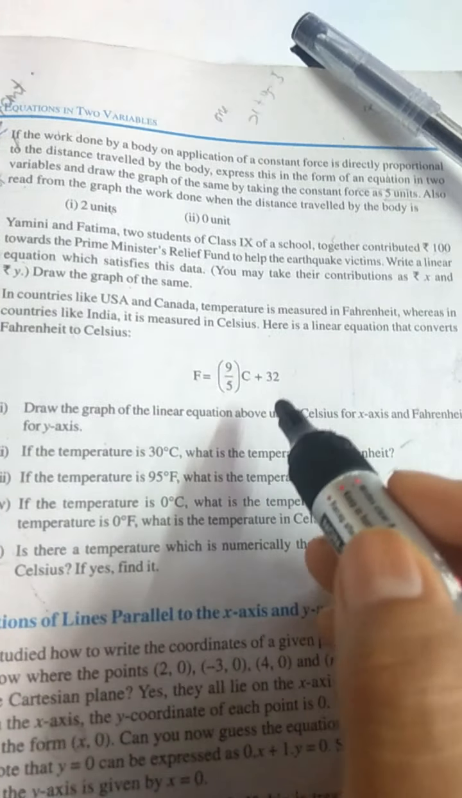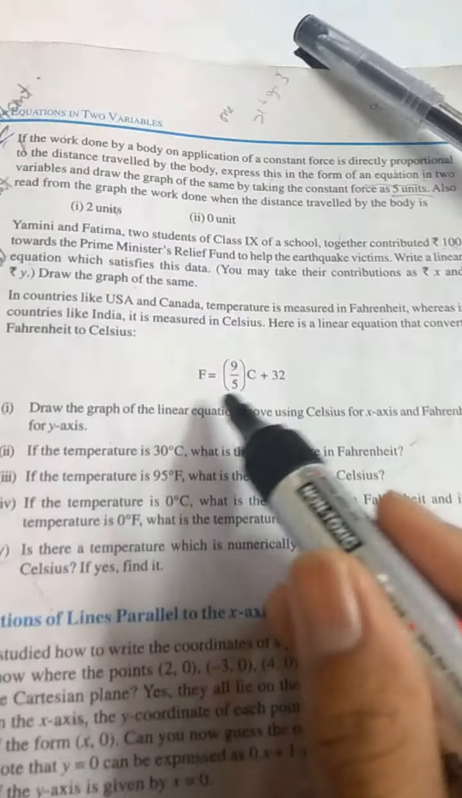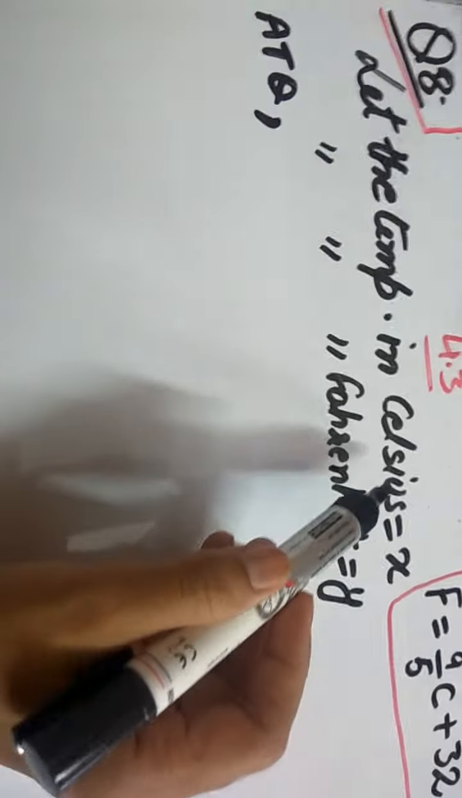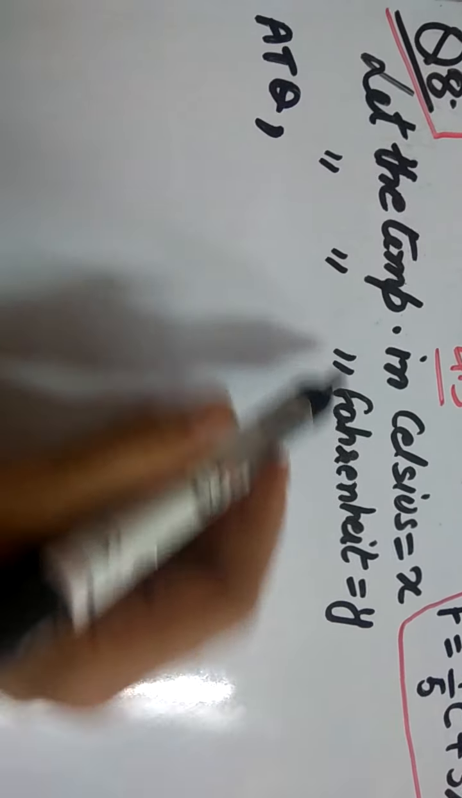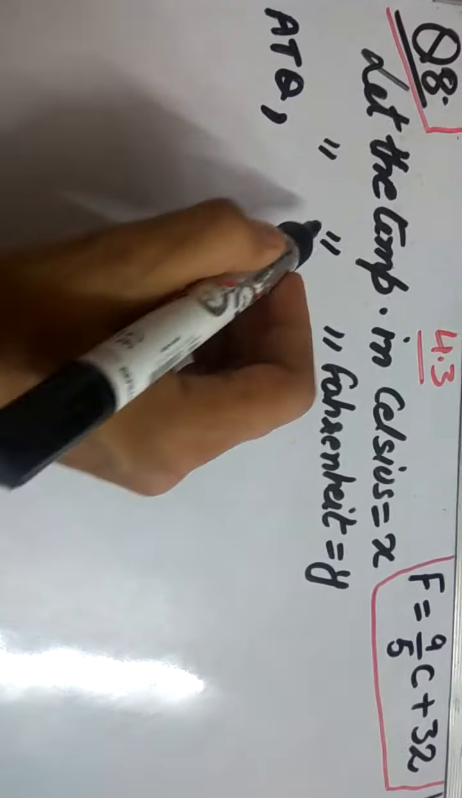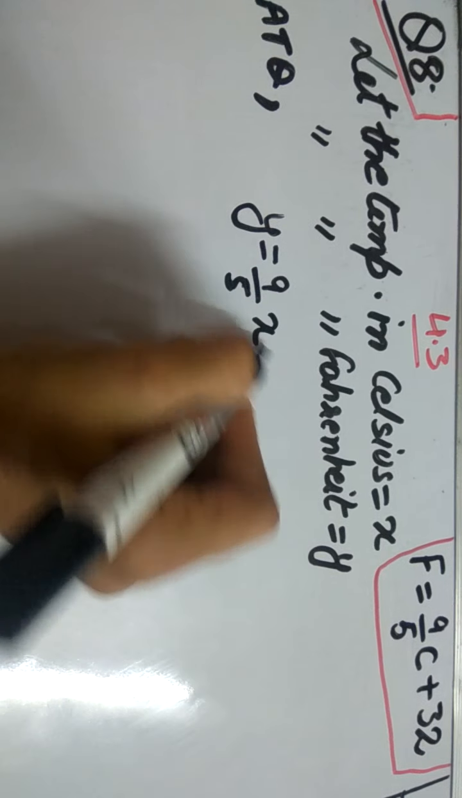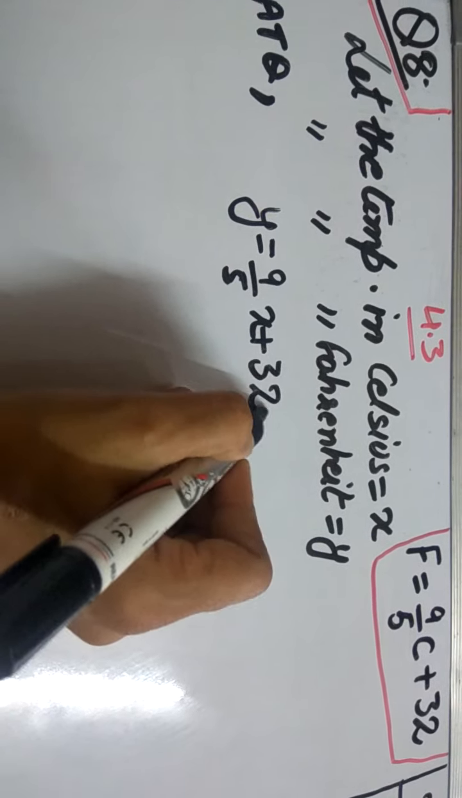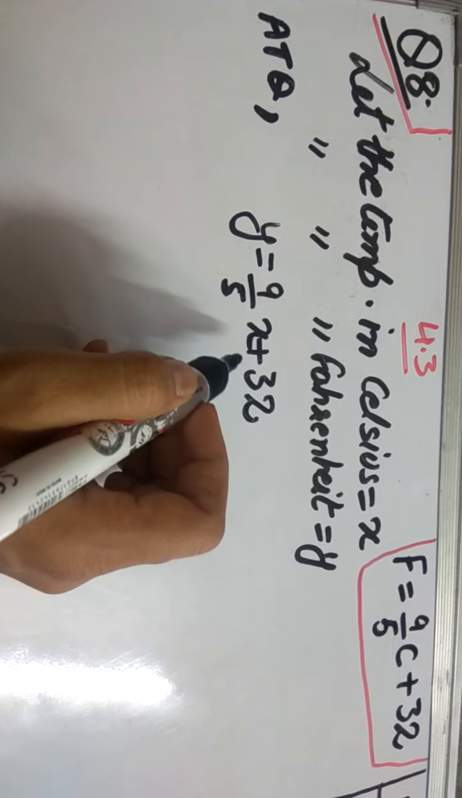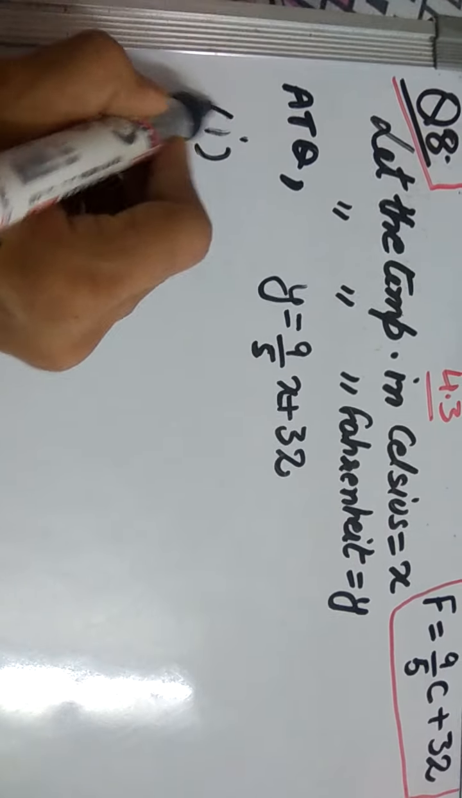So let us start. To make the graph we need the coordinates. So let us convert this Fahrenheit Celsius equation into two variables by taking the temperature in Celsius as x degree and in Fahrenheit y, and it is the conversion formula. So let us put it. For Fahrenheit we will write y, and for Celsius we will write x, plus 32. So I hope it is clear to you. Now let us put the values to get the coordinates.